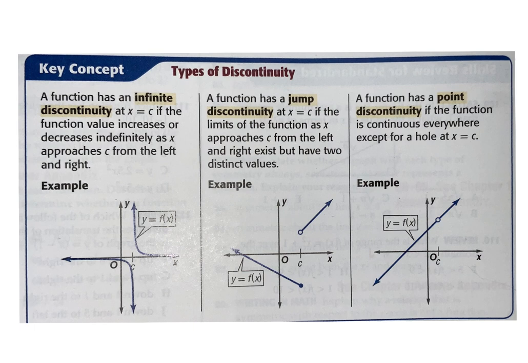It doesn't have to go opposite directions. It can actually go the same direction. You can actually just have a jump in between them. But this is an infinite discontinuity, meaning that your graph shoots off to infinity when you get to that particular point. The next type is called a jump.